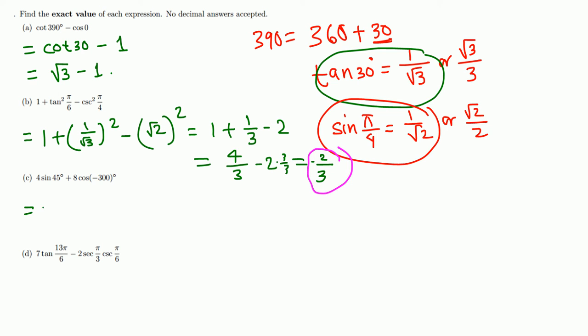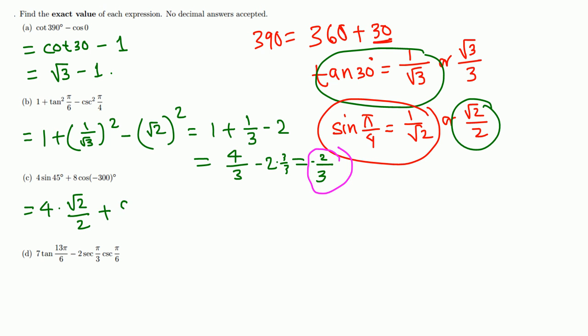Part C, 4 times sine 45, that's pi over 4, which is 1 over root 2, or we can go for root 2 over 2. 4 on the top, let's write down the second value. Okay, root 2 over 2. You can write just 1 over root 2, that's also okay.